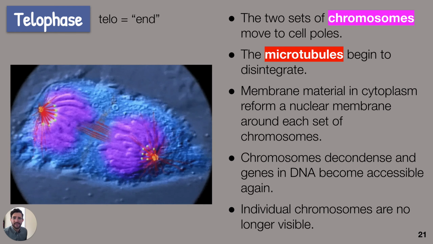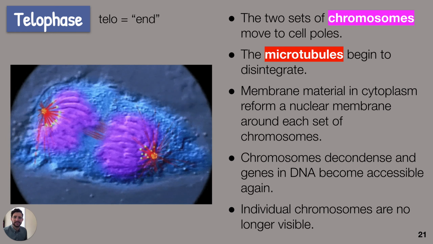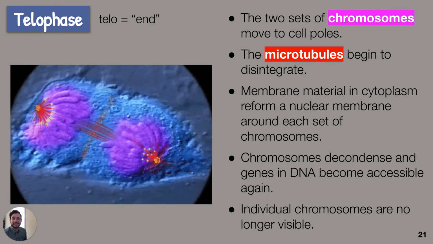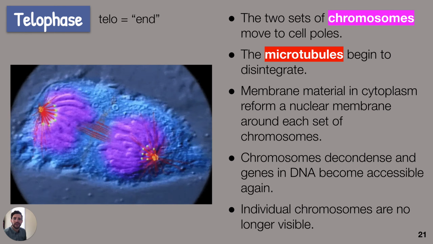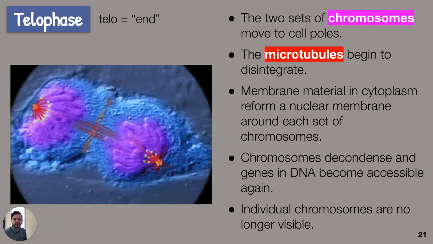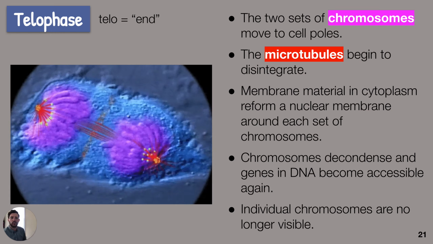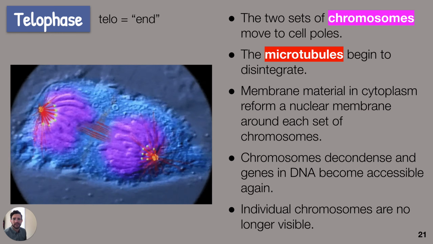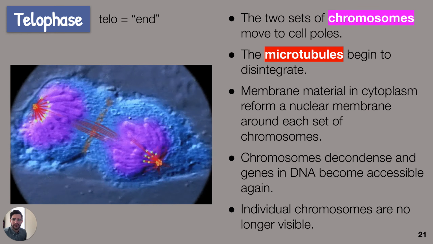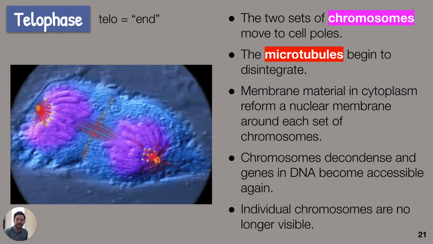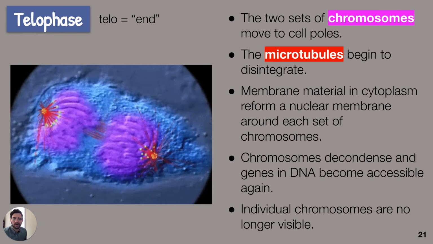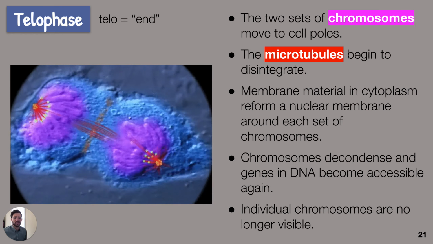Okay, and then the last phase before cytokinesis is telophase. Telophase physically means end, or the end of the cycle, and so this is where the two sets of chromosomes are approaching the cell's poles, and we prepare for the membrane to divide physically. Microtubules are not needed at this point, and so they begin to disintegrate, and the bits of membrane material in the cytoplasm can reform the nuclear membrane around the chromosomes that have just been separated.